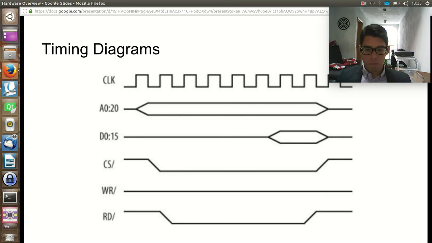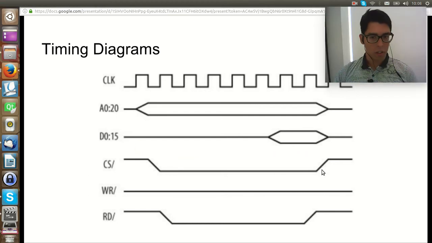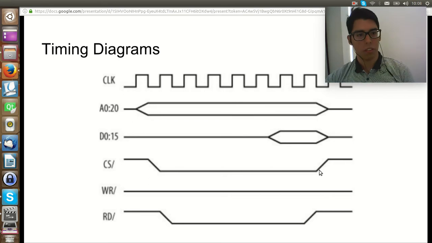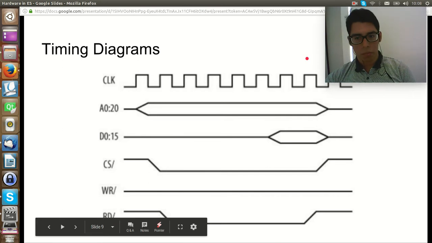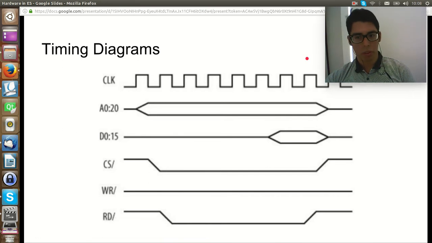So let's continue to the second part of this. Hi, now we are going to continue with the presentation of hardware and embedded systems. In this slide, we're going to talk about the timing diagrams. The first signal here is the clock. The clock is very important because it is a square wave that sequences all operations of the processor. In the diagram, it is the first signal at the top.